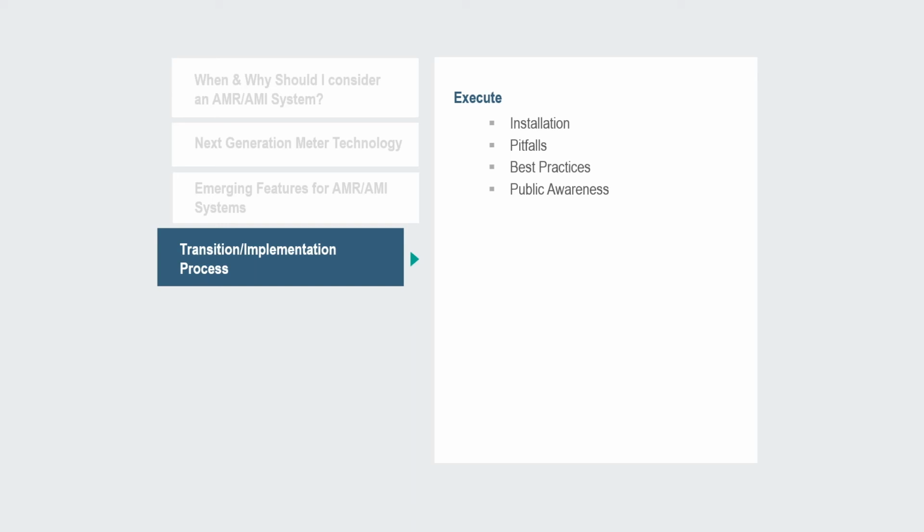The best practices for execution: how much infrastructure do you have when we're considering an AMI system? Do we have several elevated storage tanks or water towers in the city? Do we have police and fire or emergency service towers that we could use? And then the last thing is public awareness.